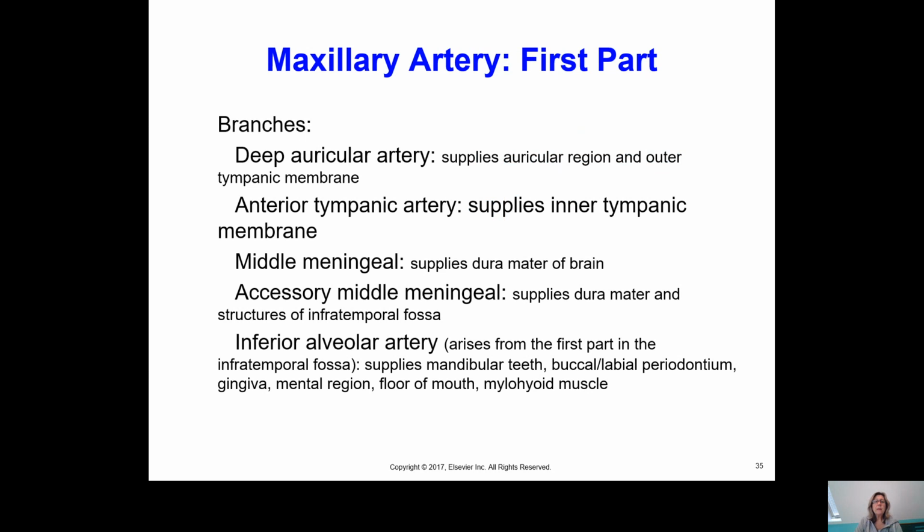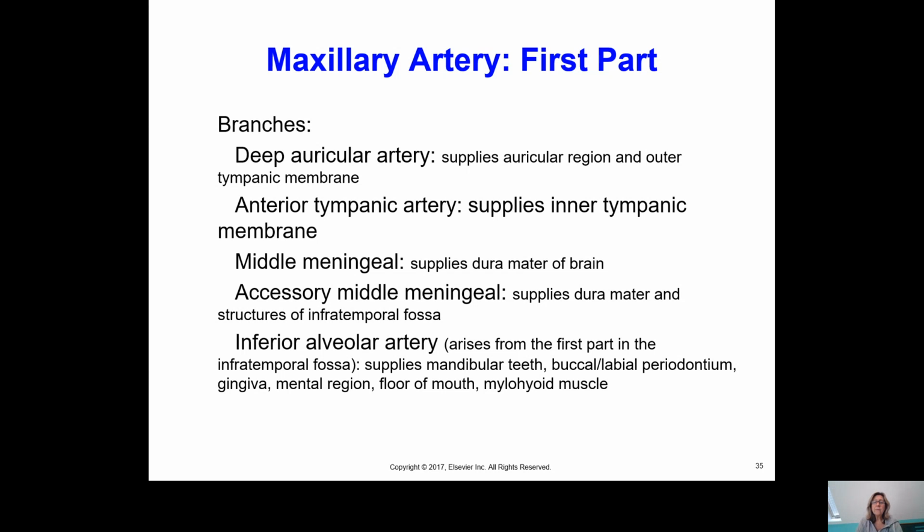The first part has branches in the deep auricular artery, which supplies the auricular region and the outer tympanic membrane. So the deep auricular artery, think of your auricle, or your ear. And then you've got the anterior tympanic, which supplies your tympanic membrane. Your middle meningeal supplies part of the brain, and your accessory meningeal supplies the other parts of your brain.